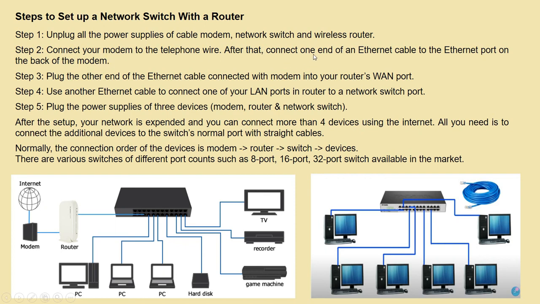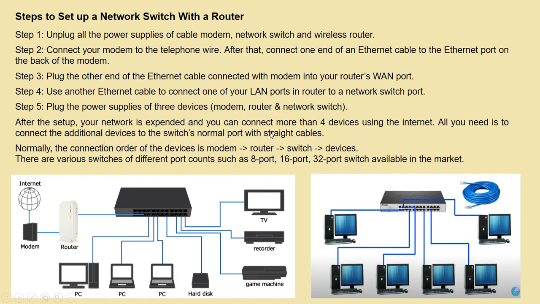After that, connect one end of an Ethernet cable to the Ethernet port on the back of the modem. Then plug the other end of the Ethernet cable into your router's WAN port. Now use another Ethernet cable to connect one of the LAN ports on the router to a network switch port. Now plug in the power supplies of the three devices, meaning your modem, router and network switch. After this setup, your network is expanded and you can connect more than 4 devices to the internet. To connect additional devices to the switch, use a normal port with a straight cable.